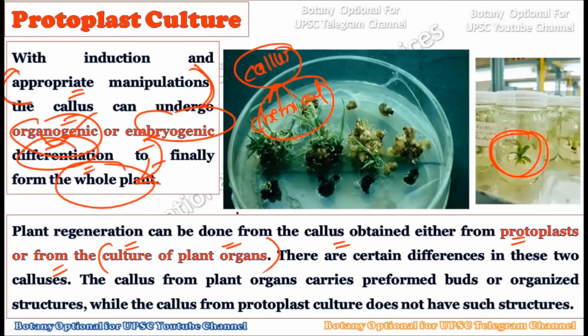Now see, plant regeneration can be done from the callus obtained from the protoplast or from the culture of plant organs. Basically we can use the protoplast to create a new plant, or we can use the whole tissue to create new plants. We can use the plant organ to create new plants. These are all the techniques which come under plant tissue culture.